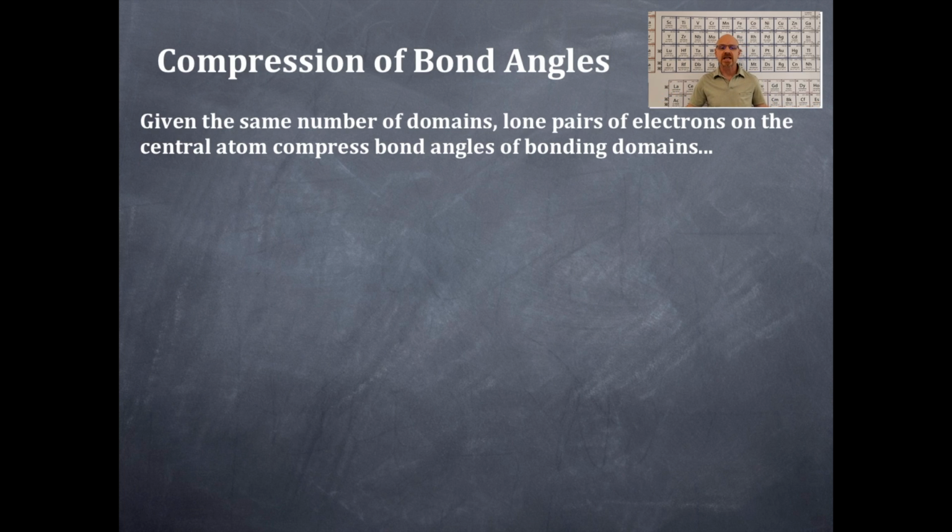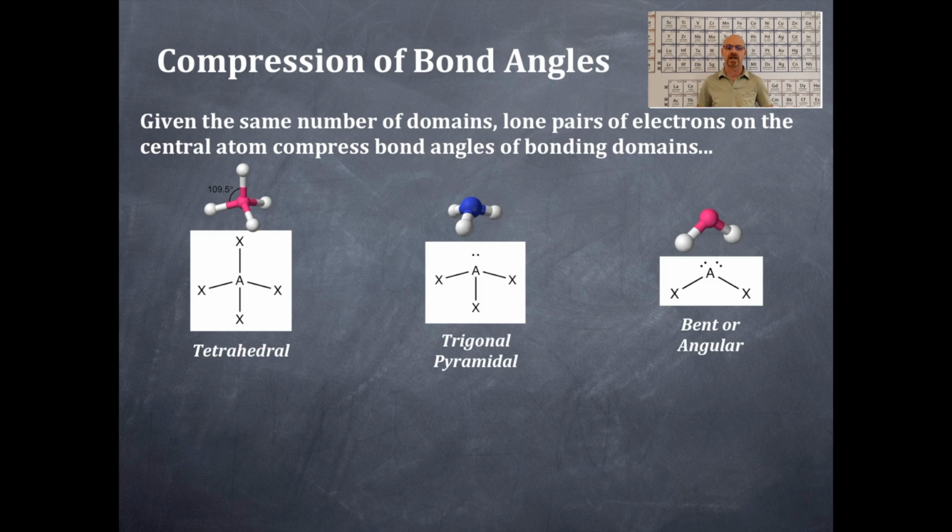So given the same number of domains, that is regions around the central element, lone pairs of electrons on the central atom compress bond angles of the bonding domains. So that means lone pairs on the central region compress bonding angles of bonding domains. So let's see how that's applied for the most basic three here.